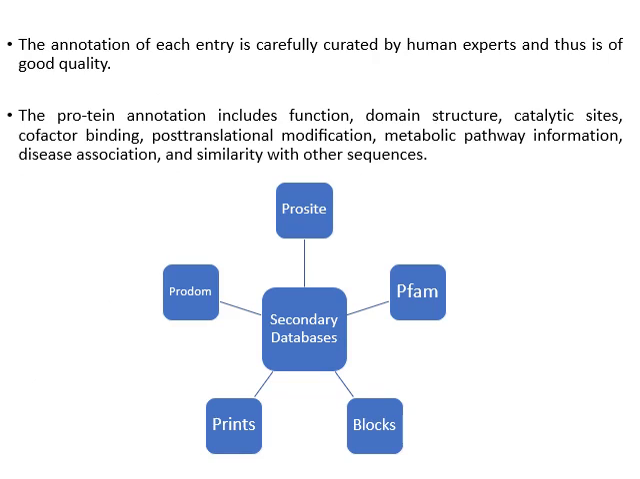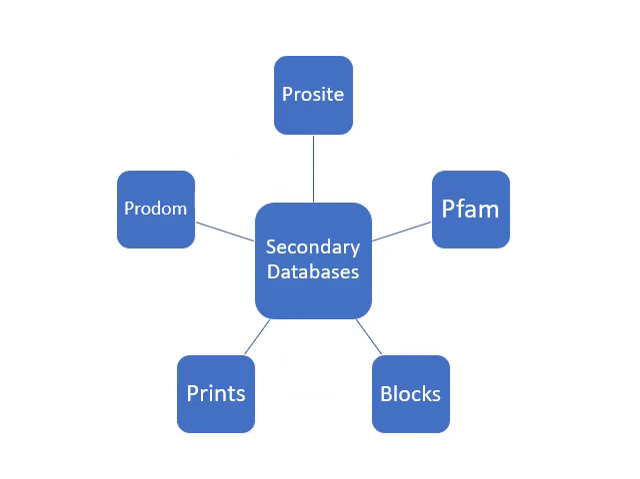In case of protein annotation, it includes protein function, domain structure, catalytic site, cofactor binding, post-translational modifications, metabolic pathway information, disease association, and similarity with others. These are some examples of secondary databases. Now, in the secondary databases, we cannot directly submit the information. Usually the curators of the secondary database gather the information from the primary databases, they manually or computationally process that information, and they submit the information into the secondary databases. So the examples are PROSITE, Pfam, ProDom, PRINTS, and Blocks.